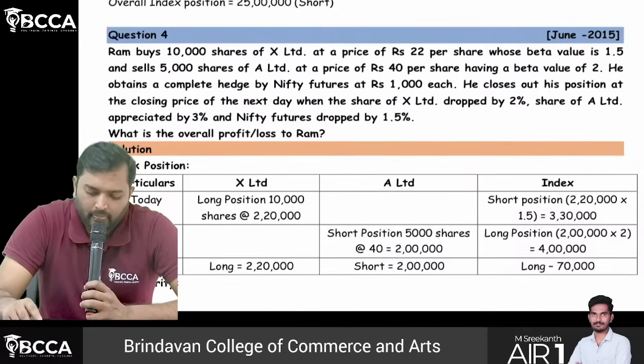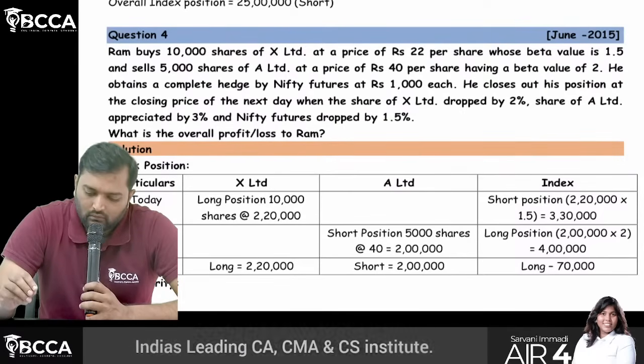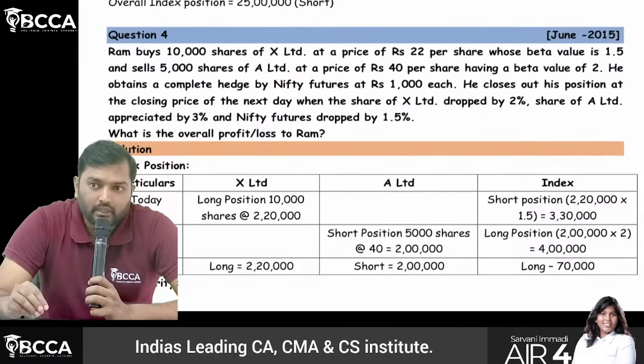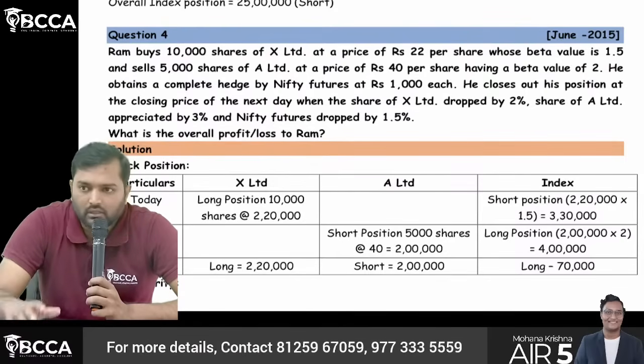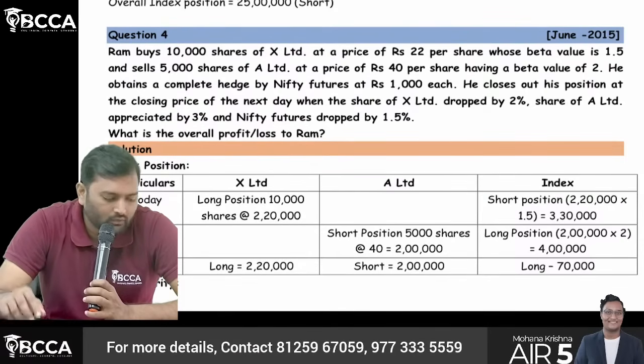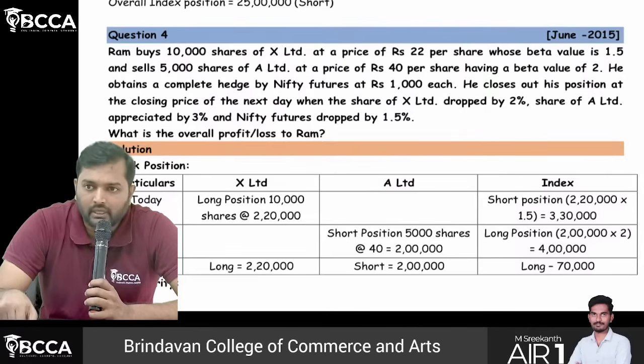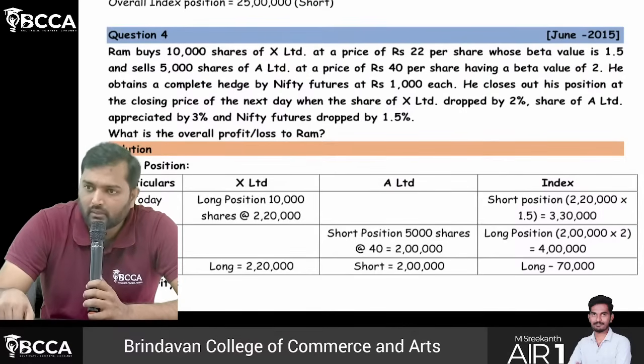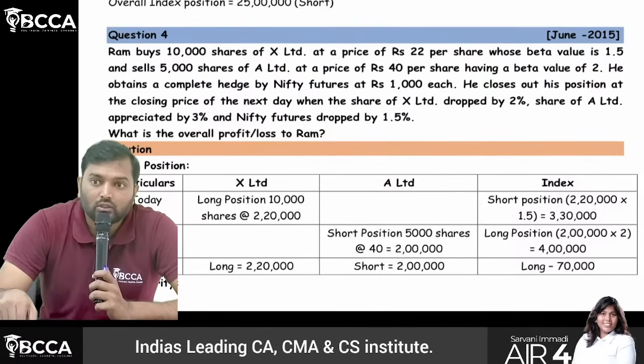Next, the share of A Limited appreciated by 3%. Again we got a loss. Unlucky fellow. Yes or no? Already he lost money in X Limited, and in A Limited also he is losing money, because in A Limited he took a short position.